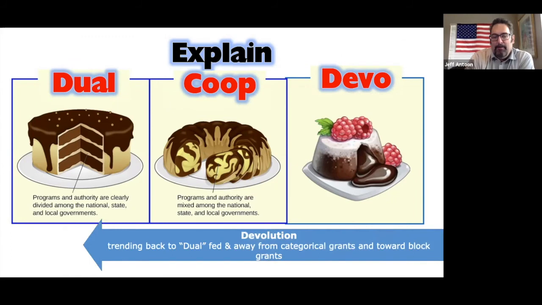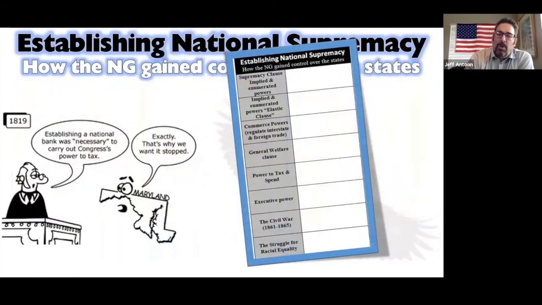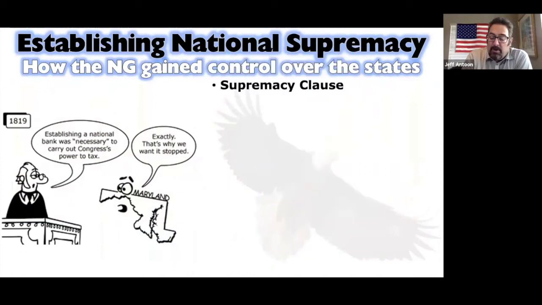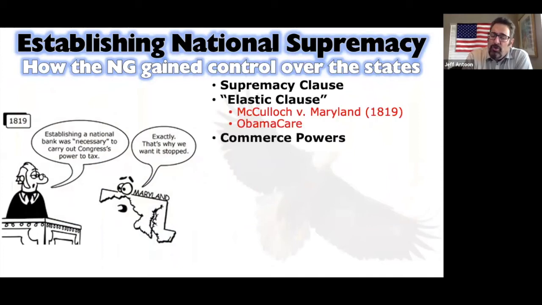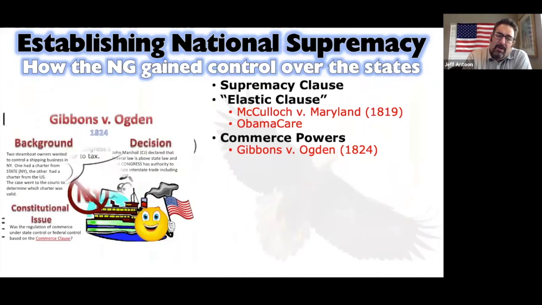Anyways, lastly, there's one part in there. How did they establish national supremacy here? The little handout I've given you here. Okay, so the supremacy clause in the Constitution, the elastic clause, McCulloch versus Maryland, Obamacare shows you the federal powers. The power to trade given to the federal government. Gibbons versus Ogden, you don't have to know that one, but these are famous cases as well. It had to do with the steamboats back in the early 1800s.